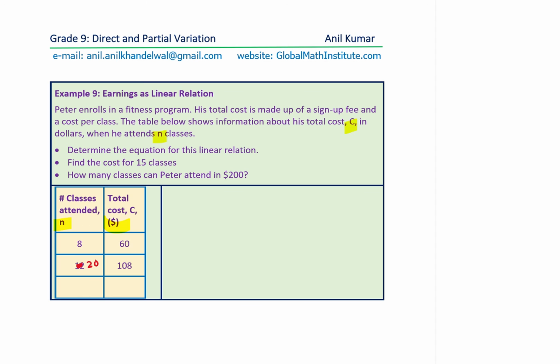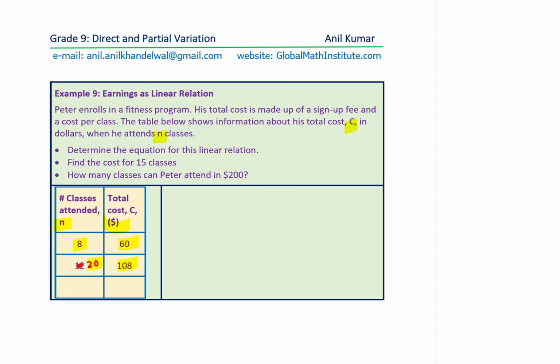The data shown here is number of classes 8, the cost is 60. For 20 classes, the cost is 108. We need to determine the equation for this linear relation, find the cost for 15 classes, and how many classes can Peter attend for $200. You can now pause the video, answer, and then look into my suggestions.